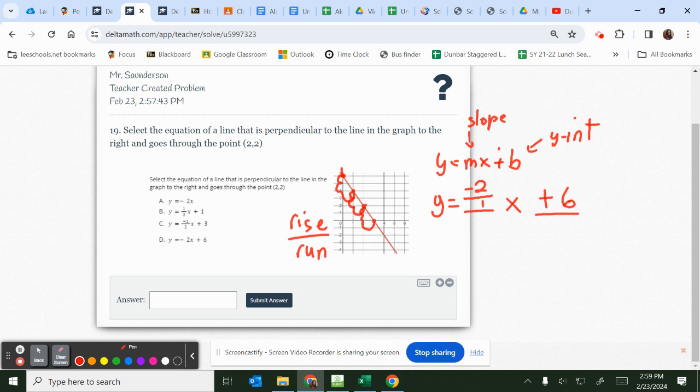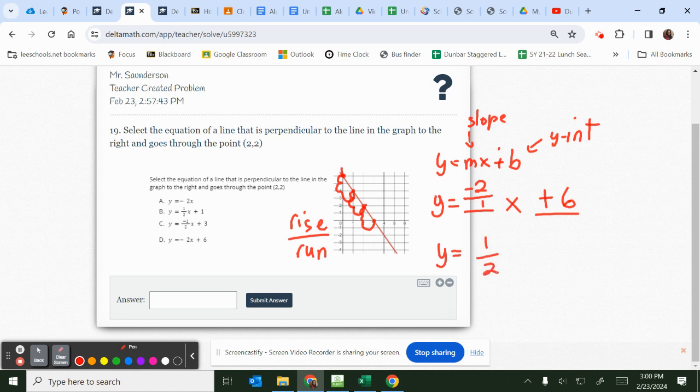Now we need to try to find the perpendicular to this line. Perpendicular means that you change the sign of your slope and you flip the number. So for the perpendicular to this, I would change the sign from a negative to a positive, and I'll flip 2 over 1 to be 1 over 2.